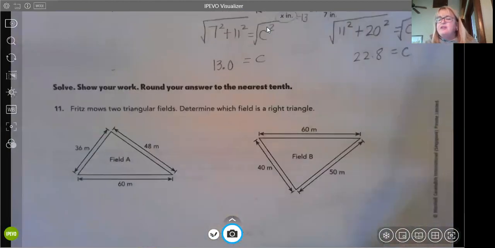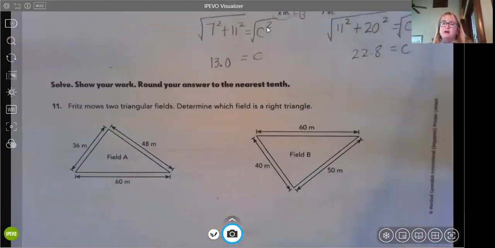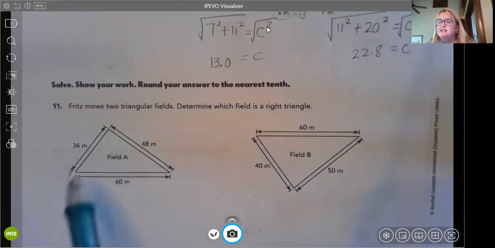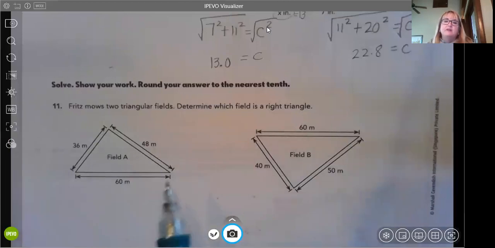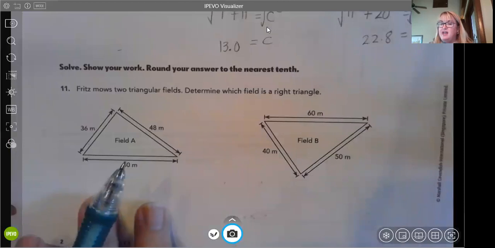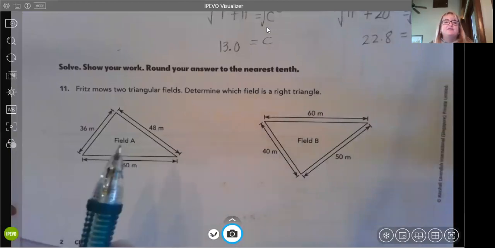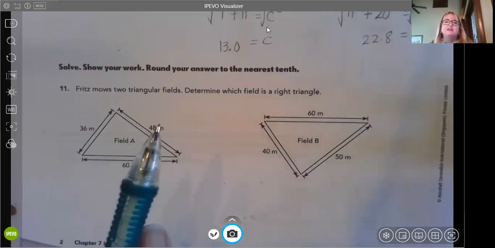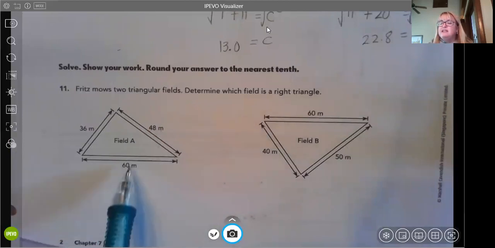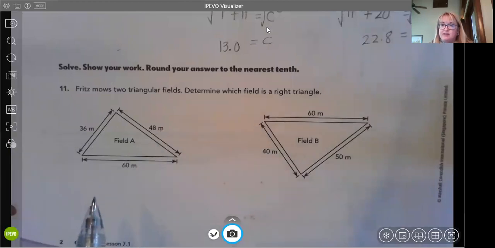All right, another thing that we can do with our Pythagorean theorem is, if we've got all 3 side lengths, figuring out whether or not this is a right triangle. Now we're not going to do this all together, but I'm going to get you started on field A. Number 11 says, Fritz knows 2 triangular fields, determine which field is a right triangle. So we can put these lengths in the Pythagorean theorem and then test it and see if it works.